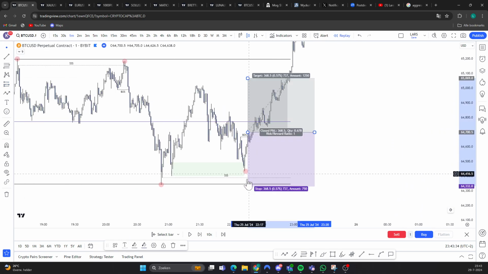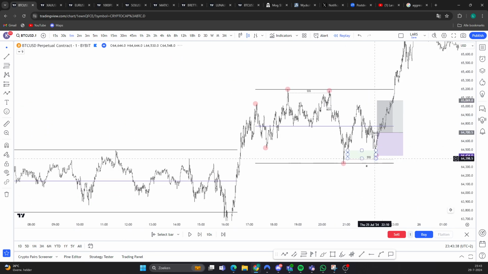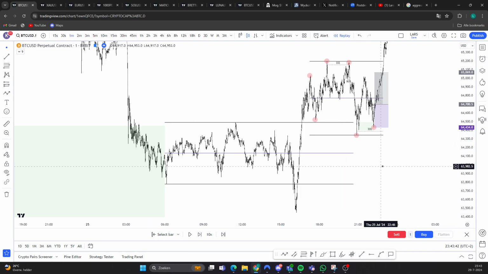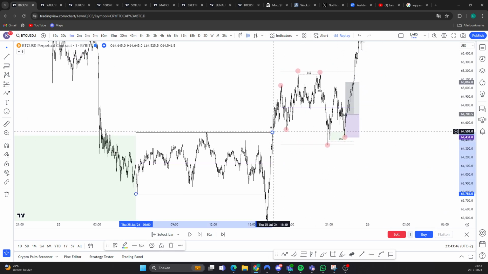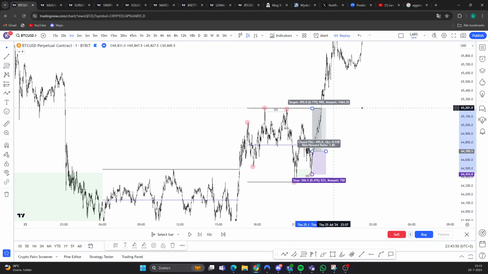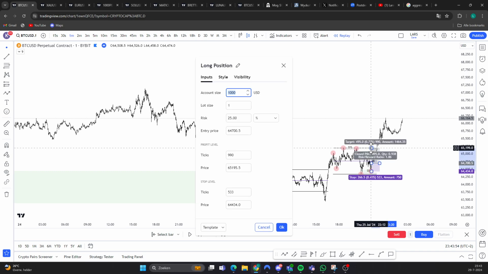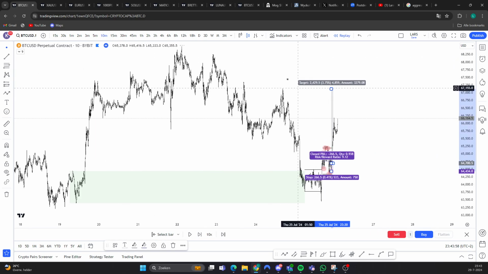Now, mind you, this is a Model 2 accumulation in an area backtesting the previous range high right here. So this is a Model 2 accumulation in an area where we're looking for swing longs. So I would never in my life target this range high. I would target all the way up to a higher high on the daily time frame, right? Target all the way up to here.